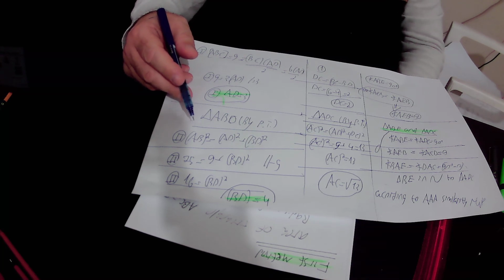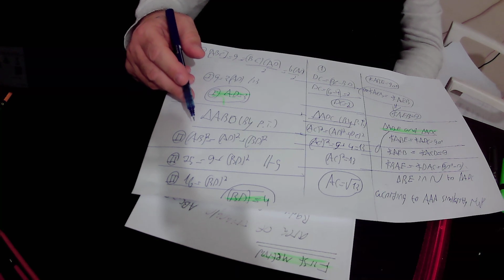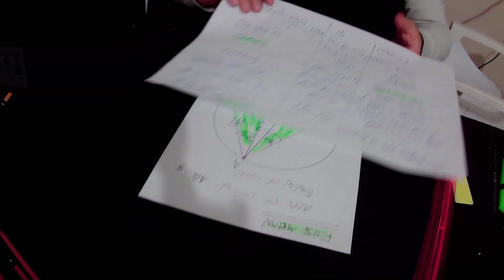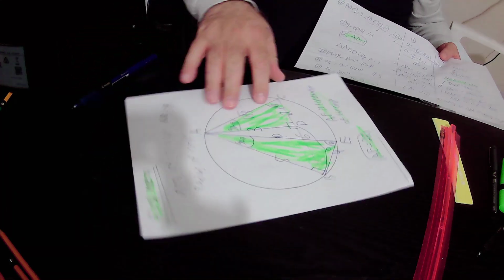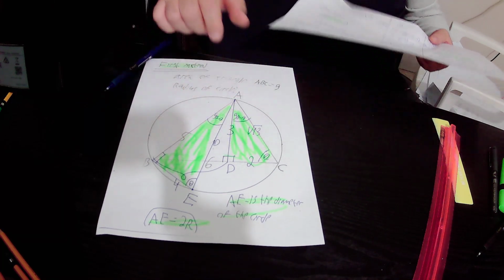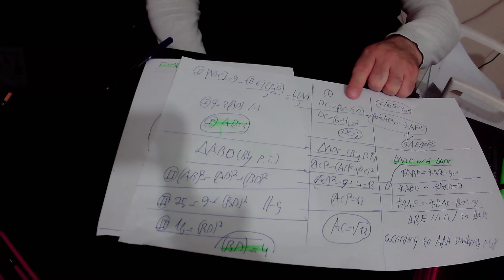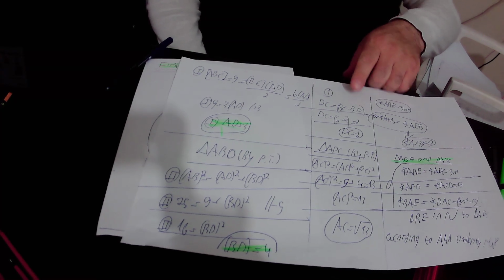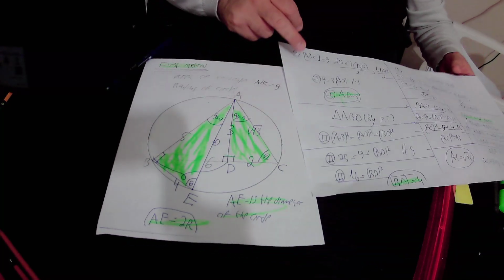We subtracted 9 from equation number 2 and found out that 25 minus 9 is 16, so 16 equals BD squared. We took the square root of the equation, and found out that BD equals the square root of 16, that is 4. So here we found out that BD equals 4 units. Then, what is the length of DC? From the drawing, it is very easy to see that DC equals BC minus BD. BC is 6, BD is 4, so in conclusion, we found out that DC equals 6 minus 4, that is 2. Here, DC equals 2 units.